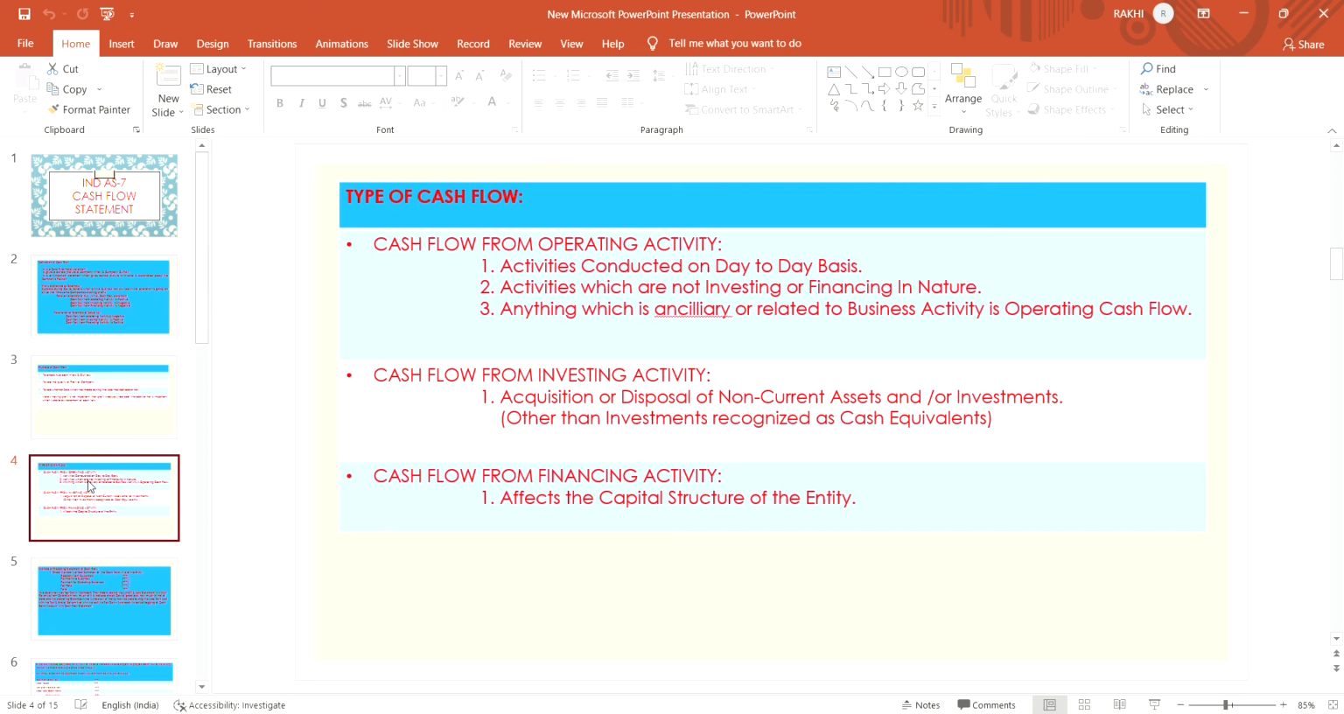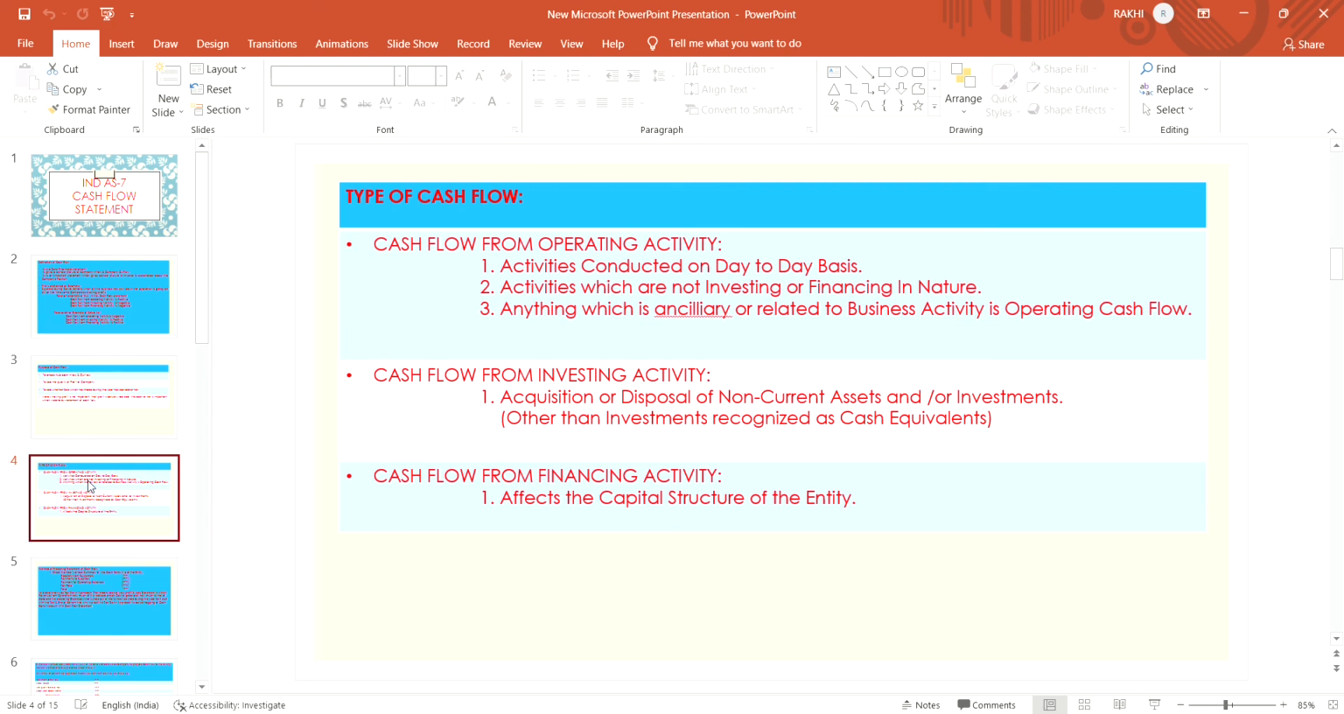Now, cash flow from financing activities, which affects the capital structure of the entity. Any activity which affects the capital structure of the entity. How does it affect the capital structure? For example, if we take a loan, it's a financing activity. If we repay that loan, that is also a financing activity. Interest paid on that loan is also a financing activity.